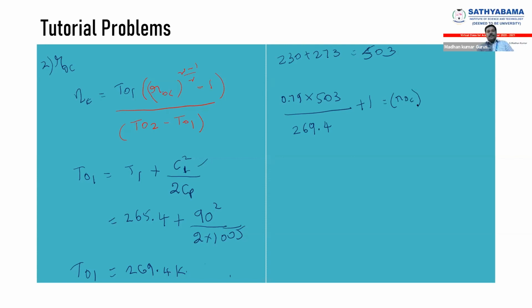what is gamma minus 1 by gamma? Gamma minus 1 by gamma is 0.4 by 1.4, right? So now you have to find the value of R0C. So R0C, you will obtain some answer, and then you have to take the power of 1.4 by 0.4, and you will get the value of the compressor pressure ratio. Tell me the answer, please.